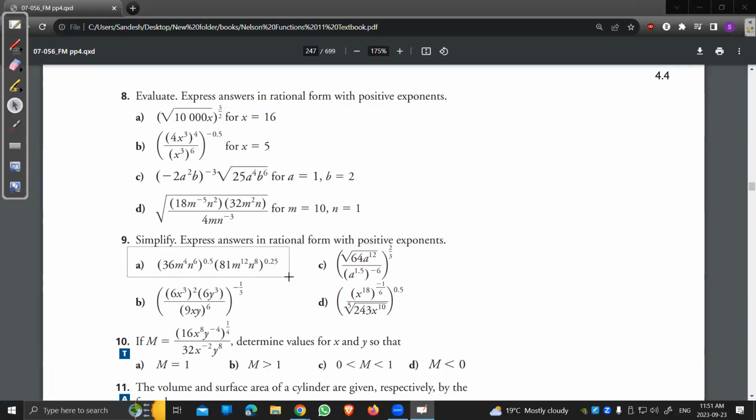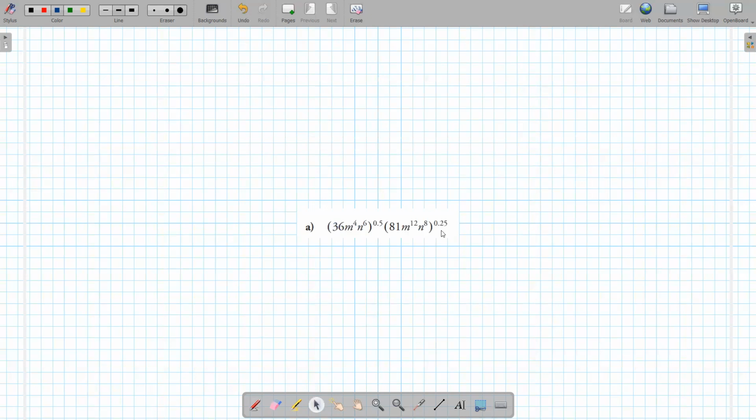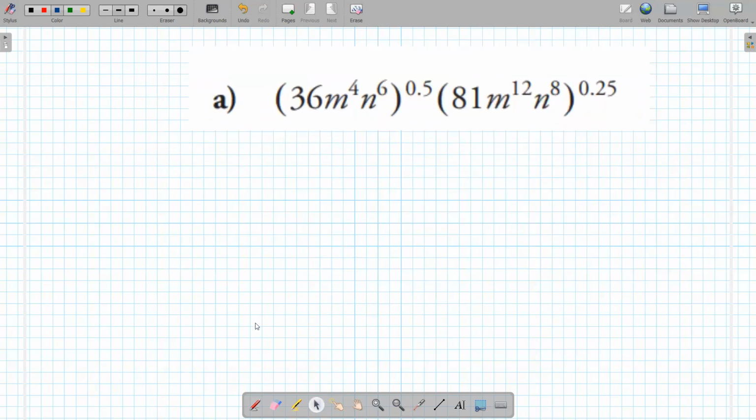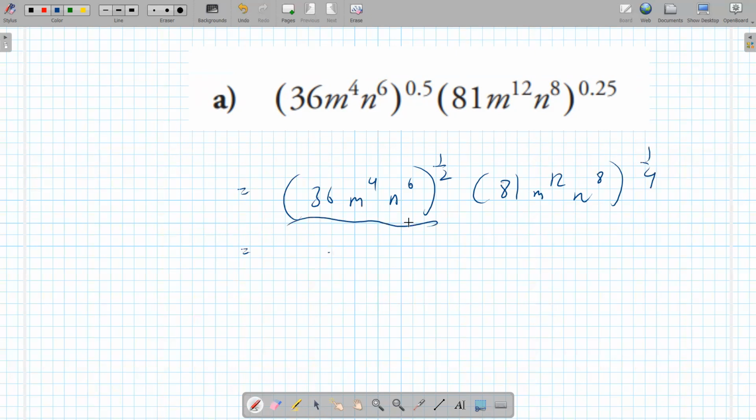All these are just like that. This one looks weird, but it's not. It's just if you turn those exponents, the decimals, into a fraction, this becomes super simple. What's 0.5 as a fraction? 1/2. What's 0.25 as a fraction? 1/4. What do we get here if you FOIL this, if you distribute it?